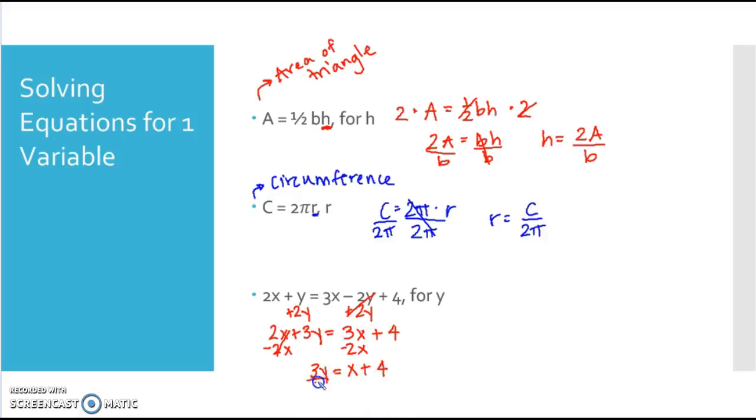And then to get rid of the 3, I divide. So my 3 goes away. Now, I can't just divide one of these by 3. I'm dividing this whole side, which means I've got to divide everything by 3. So x divided by 3, I can't simplify it, so you can either leave it as x over 3 or rewrite it as 1/3 times x. And then plus 4 over 3, I can't simplify, so I'm just going to leave it. So y equals 1/3 x plus 4/3.